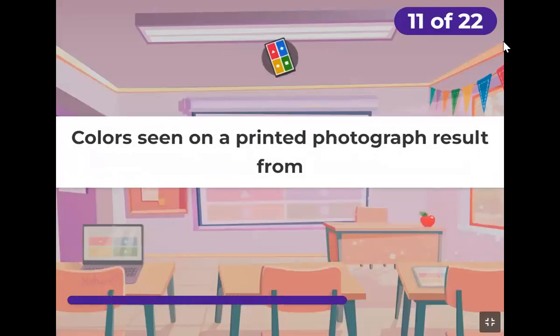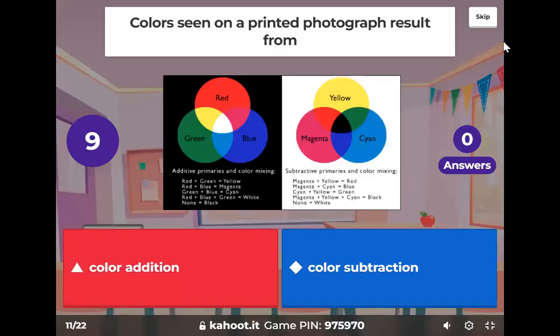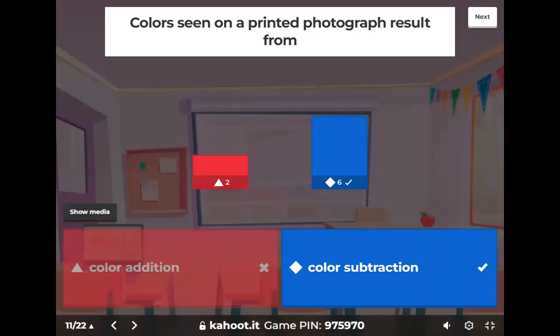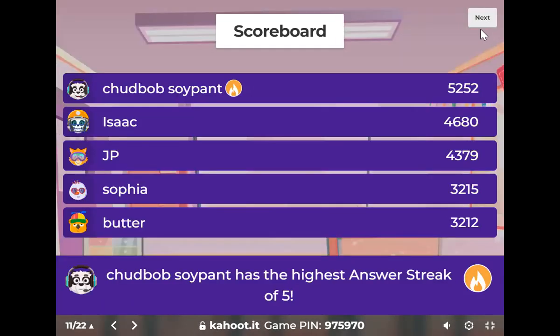Colors on a printed photograph. Yeah, color subtraction. Your color printer has what was it? Yellow, magenta, cyan, I think, ink. And if they all go at the same time, then that'll create a black color, because every color it puts on subtracts the reflected wavelengths, making it darker and darker.